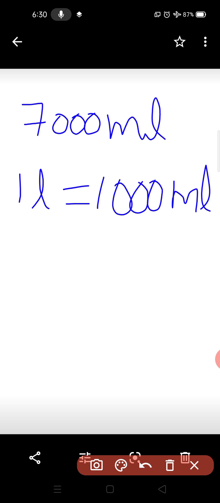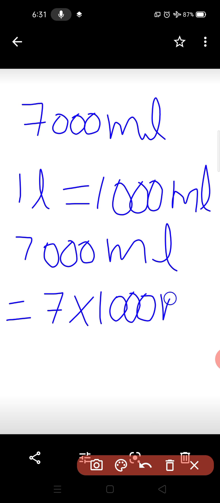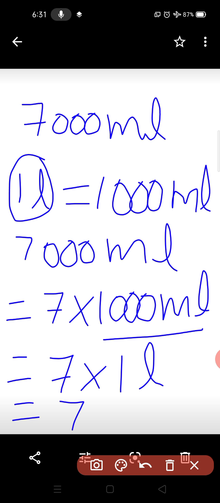So here 7,000 can be written as 7 into 1000 milliliters. As we know, 1000 milliliters is equals to 1 liter. Then we will write 7 into 1 liter. 7 ones are 7. So this is equals to 7 liter. 7,000 milliliters is equals to 7 liters.